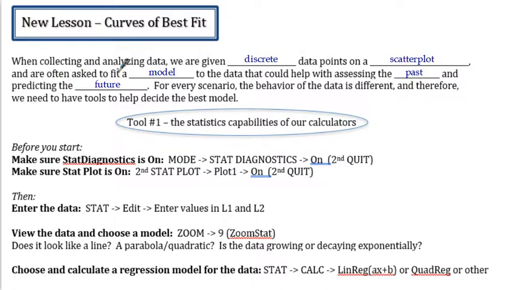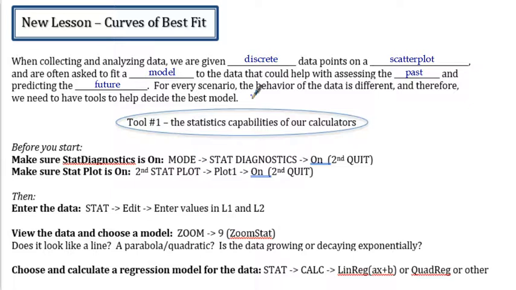Once we put those discrete data points on a scatter plot, oftentimes we're asked to find a model to fit that data. We're supposed to fit a model to that data so we can assess the past and predict the future. So that's the whole point. We've got some data points. If things continue as they are, what's it going to look like in the future? Or what can we say about what happened in the past? We need to fit a model to those actual real-life data points.